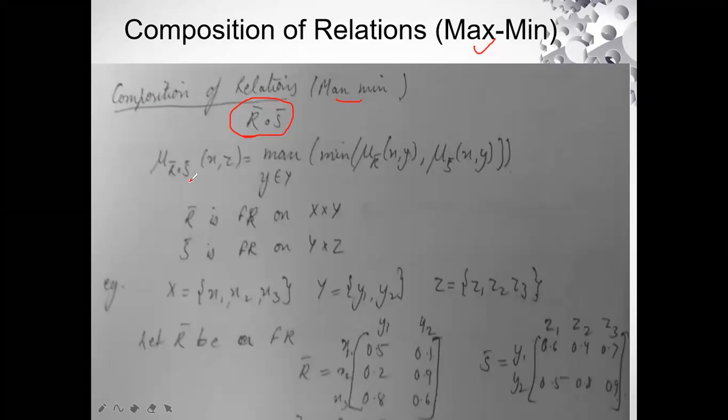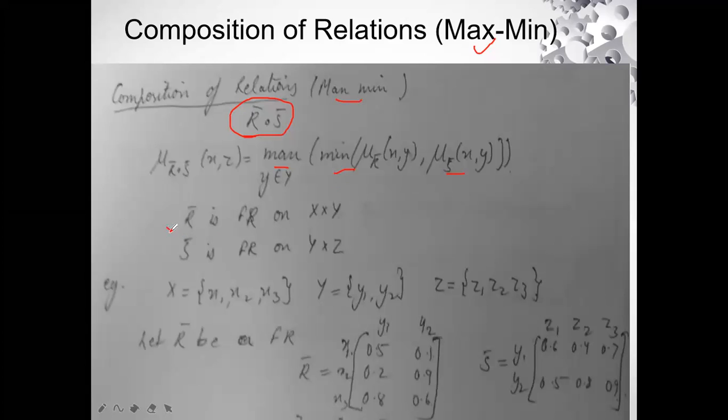mu R bar dot S bar (x, z) is equal to what? First of all, we are doing maximum, then minimum of mu R bar (x, y), mu S bar (y, z), and then I find the maximum out of these. So first I have to find the minimum of these two, and then the maximum out of all, as we were doing in the earlier section of crisp relation max-min operation.